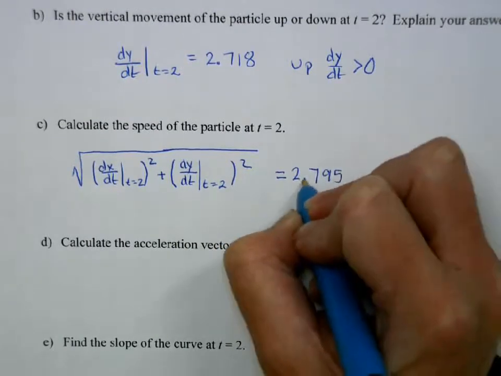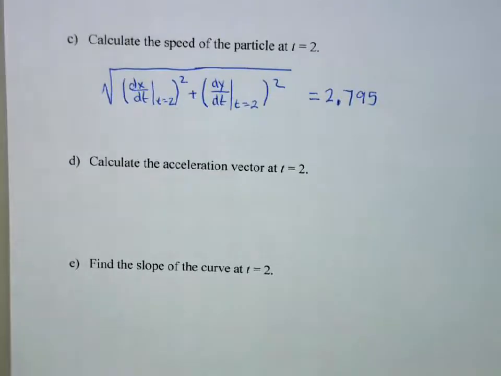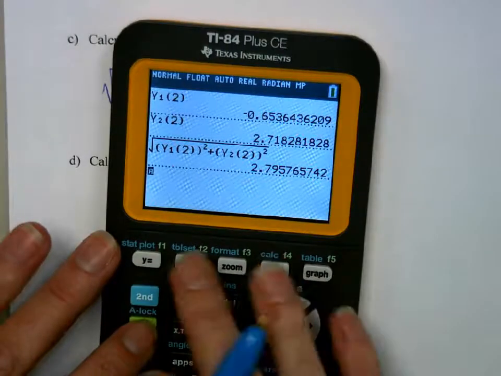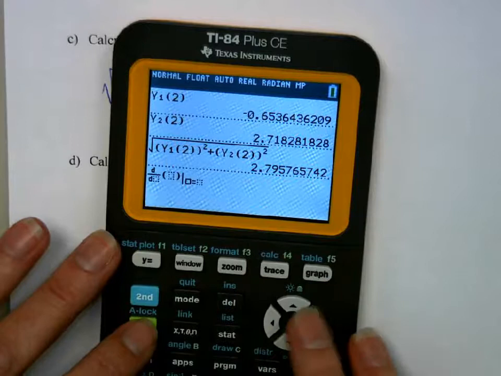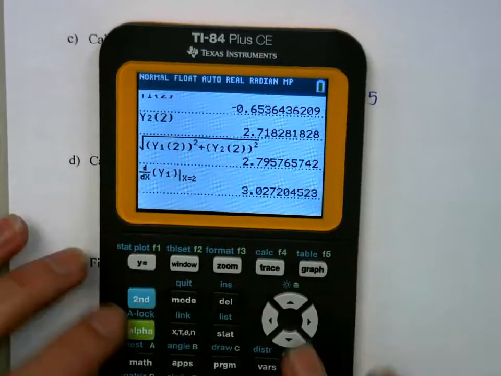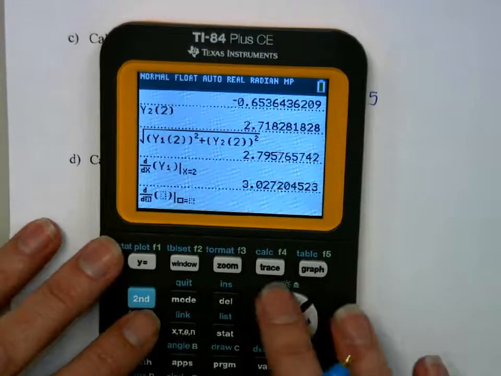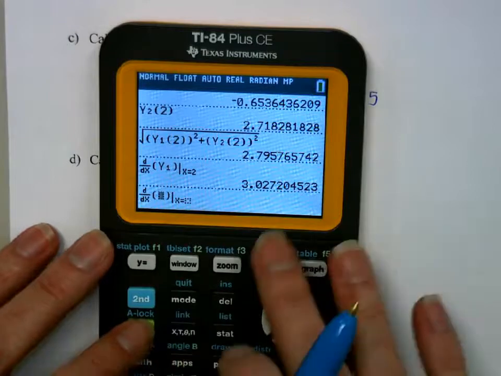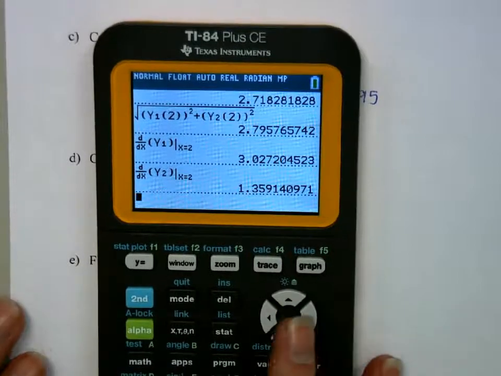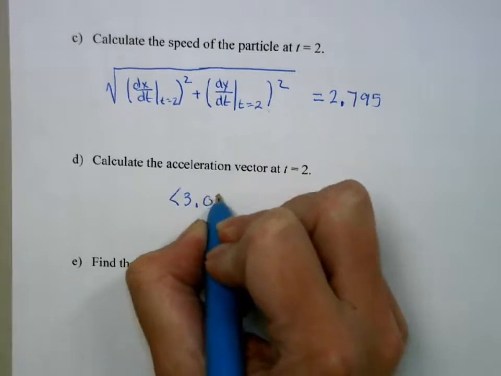The acceleration vector is going to be the derivative of each at 2. So we're going to do alpha of 2, get our derivative of y1 when x is 2. We're going to repeat that, the derivative of y2 when x is 2. So we just take those two values and put them in our angle brackets.